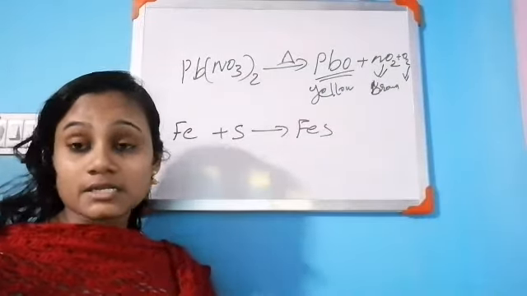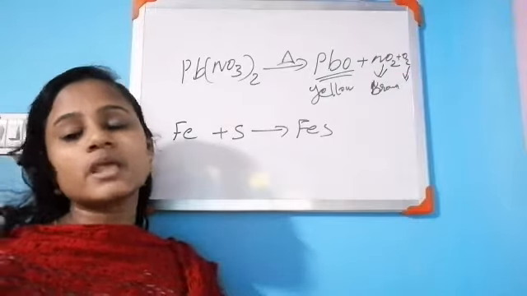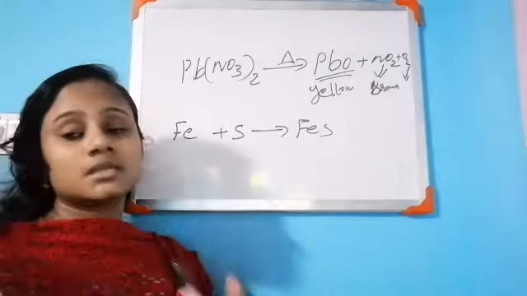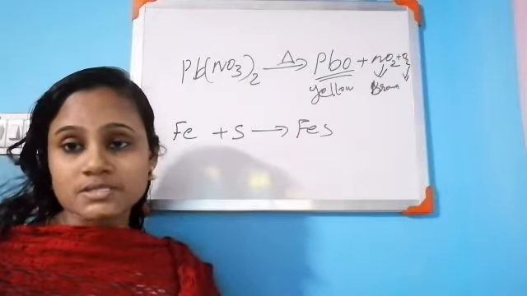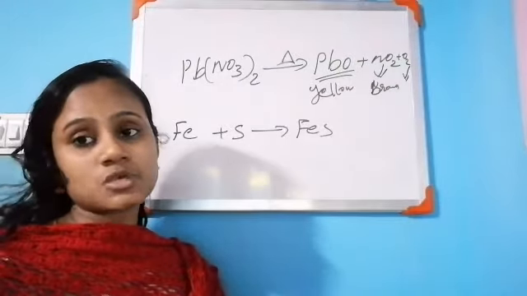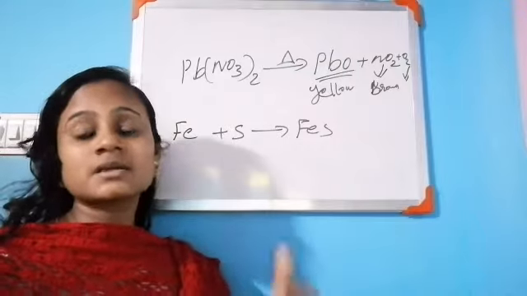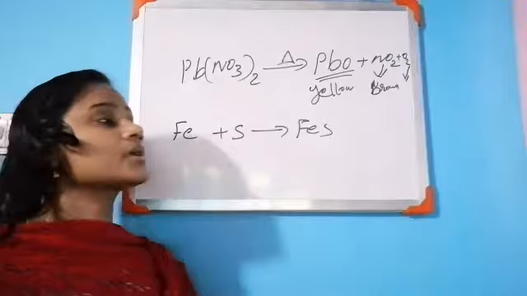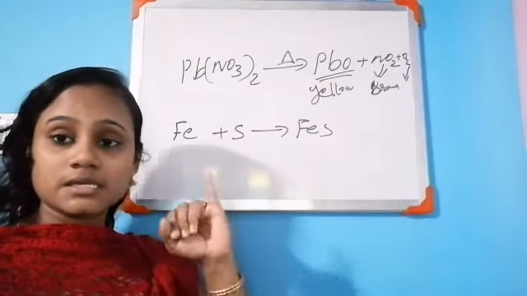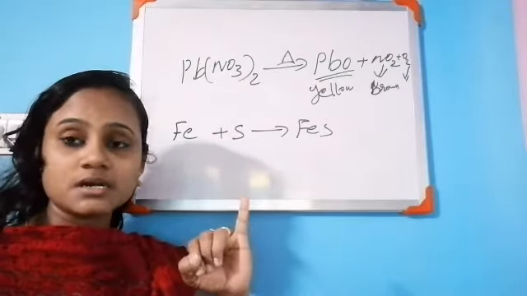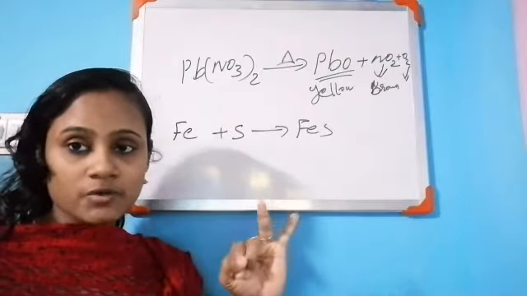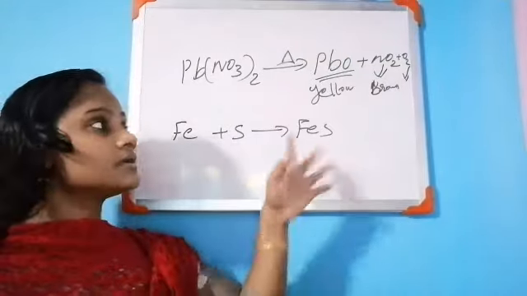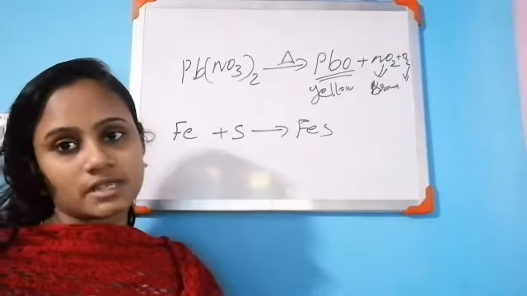Lead nitrate is heated strongly. Then only can we decompose the lead nitrate into yellow solid of lead monoxide, reddish brown fumes of nitrogen dioxide and colorless gas of oxygen. So what do you observe here? The observation is yellow solid of lead monoxide and reddish brown fumes of nitrogen dioxide. Which are the gases released? Nitrogen dioxide and oxygen gases.